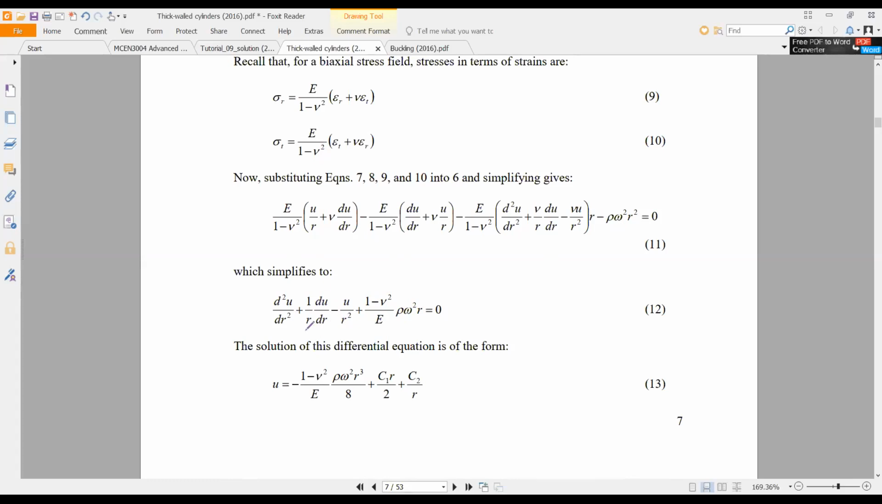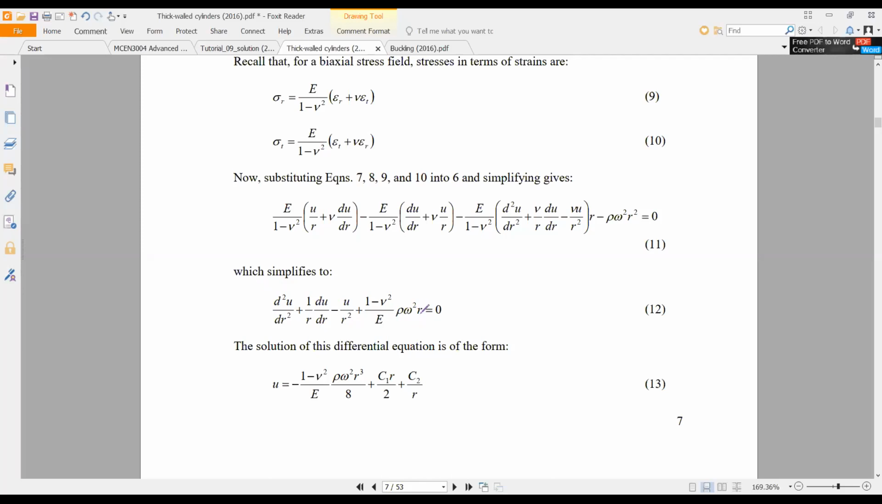This is a second order differential equation. So last lecture also I told you, if we have a second order differential equation, we should use mathematics knowledge to solve this differential equation. You can see there is d squared u divided by dr squared plus du by dr and u also here. So this is the normal second order differential equation.